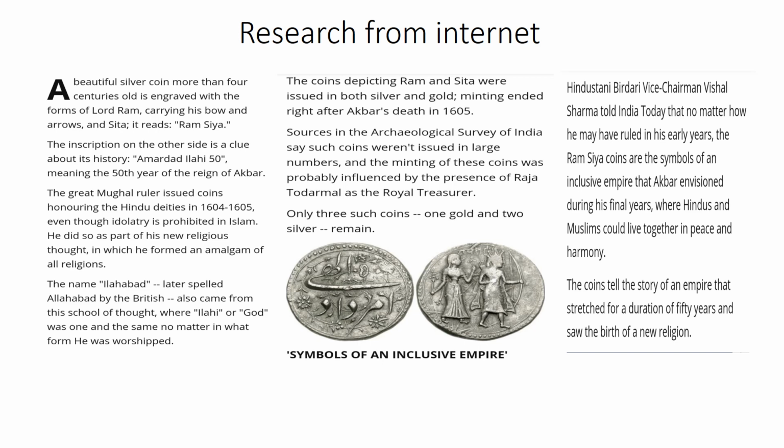He did so as part of his new religious thoughts, in which he formed an amalgam of all religions. Amalgam मतलब mixture. तो उसने ये क्यों किया था? क्योंकि उसे एक नया thought था. It was his new idea that people from different religions can live in this kingdom equally. We are going to treat every person from different religions, doesn't matter what religious beliefs they have, we are going to treat them equally, right?